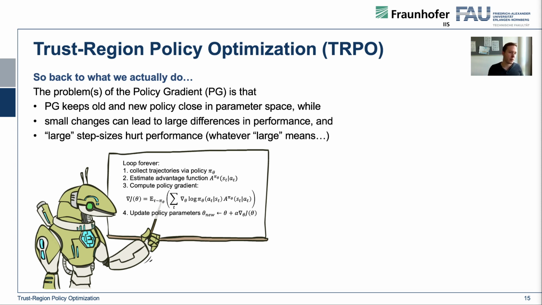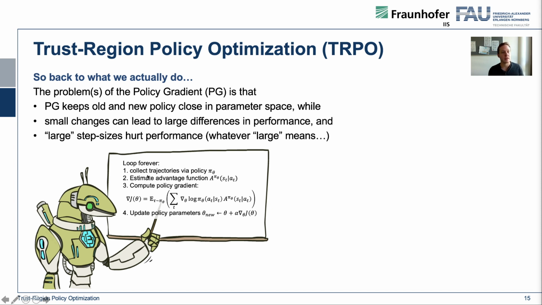Okay, so back to what we want to do. Now we talked a little bit about trust region optimization in general, but we want to do policy optimization. The problem of policy gradient is that it keeps the old and the new policy close in the parameter space, while small changes can lead to large differences in performance in the policy space, and large step sizes might hurt the performance because we might end up with a policy far outside the area we are currently confident with. However, whatever large means is up for discussion, and it's not easy to come up with a definition of large.